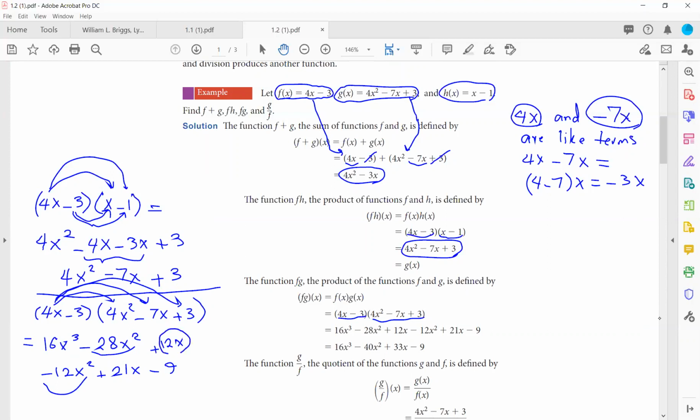Then you have 12x and 21x. These two are like terms. 12 plus 21 is 33, and you have variable x. And finally, you have just one constant, minus 9. So the product of f and g is an expression of degree 3.